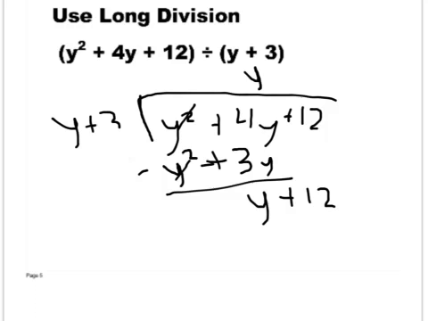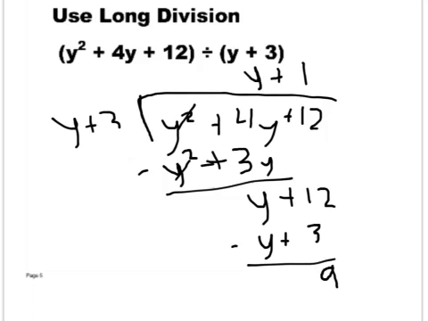Can we do anything else? What could we times it by? 4, but then you'd have 4y. How do you do y minus 4y? Can't do that, can you? But how about 1? Does it go into it one time? The y's would cancel. What's 12 minus 3? 9. That's our remainder.